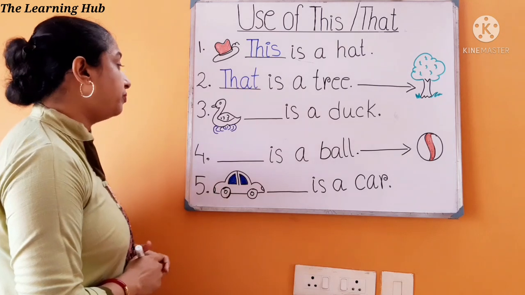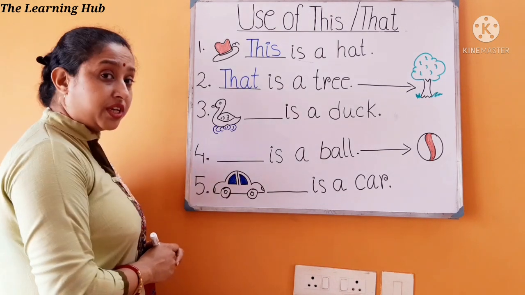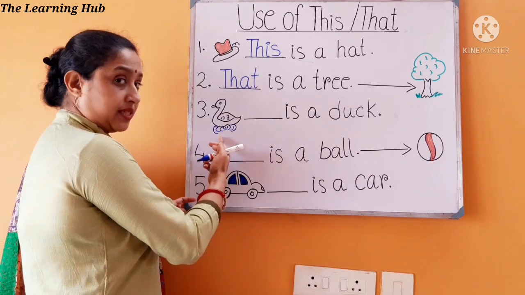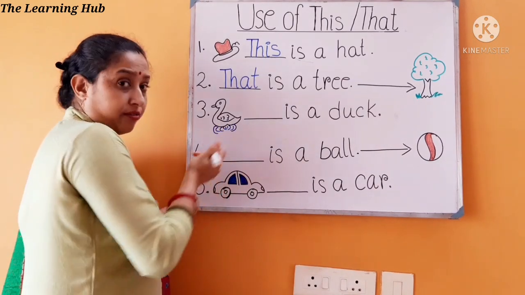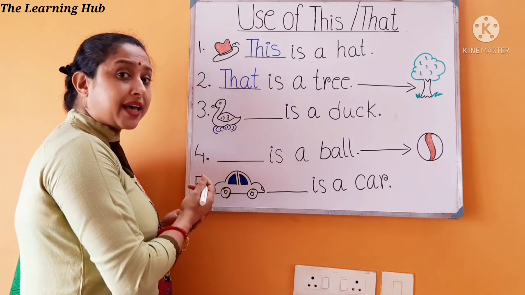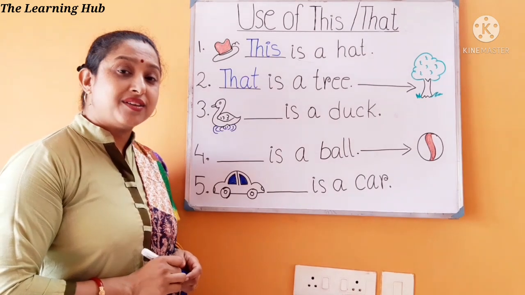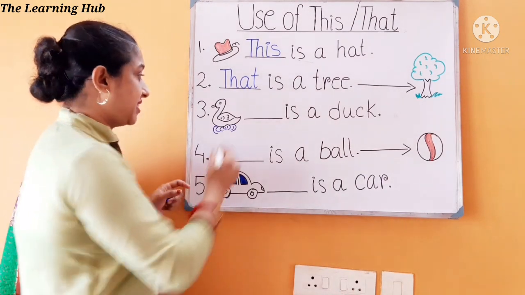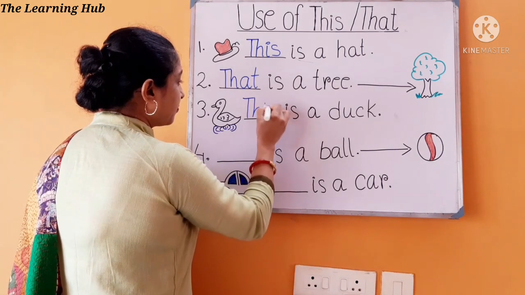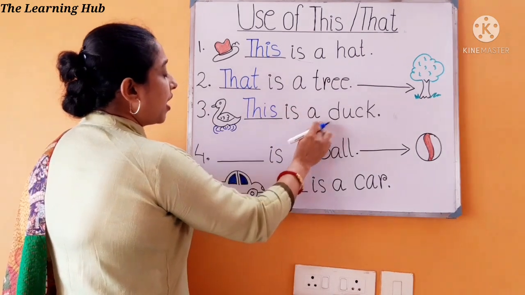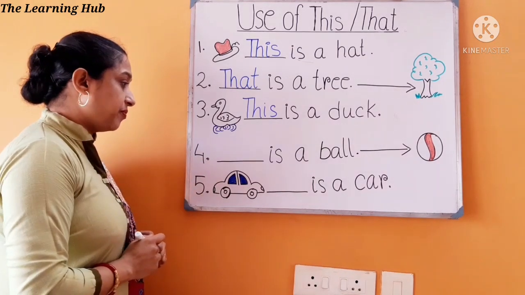Now look at the third sentence. Here also I've drawn a duck which is before the sentence. That means it's depicting this duck is very near to me. मेरे पास है. So what should I write over here? This or that? Very good. This. This is a duck.